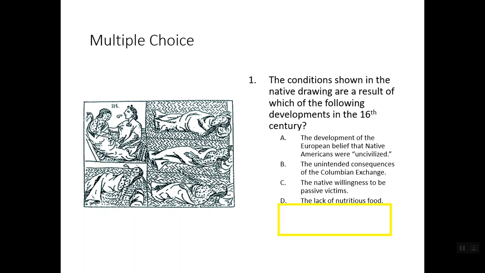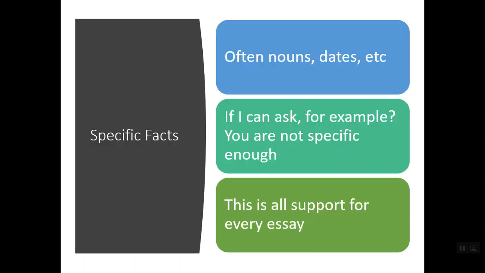Like this particular question, well, that box isn't on the right thing. It should be on the B, which is the unintended consequences of the Columbian Exchange. This is also the unintended consequences of copying and pasting slides from a previous presentation.